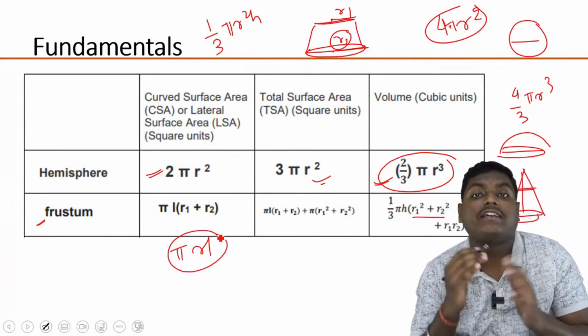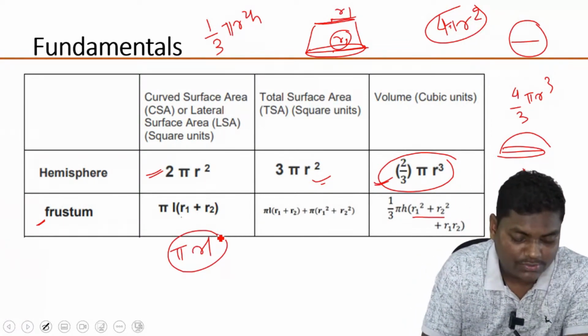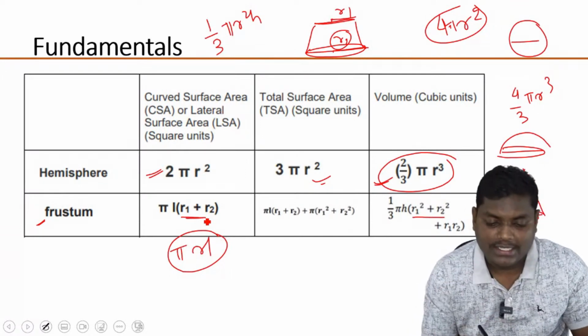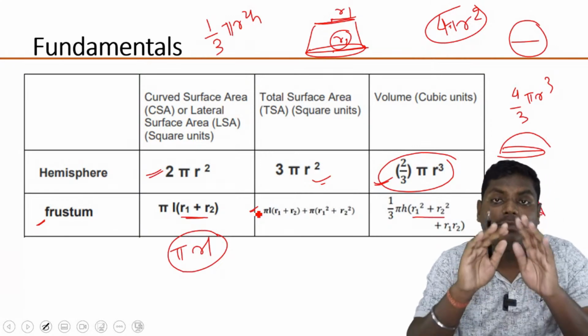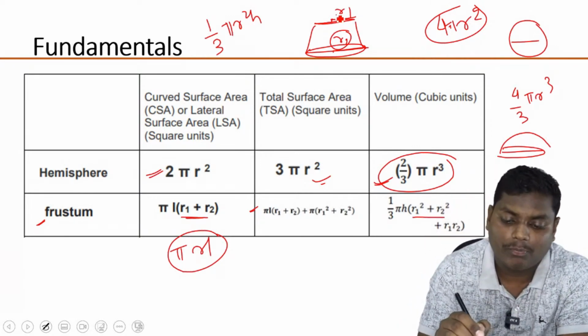So accordingly, just the radius is changing over here. Instead of r, it is r1 plus r2. Similarly, for the total surface area, you can do that too. Now, in the total surface area, you'll have the curved surface plus the upper one and the lower one.